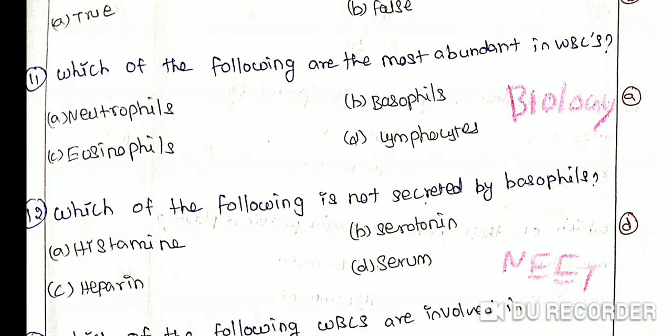Which of the following is the most abundant among WBCs? Option A neutrophils, option B basophils, option C eosinophils, option D lymphocytes. The correct answer is option A neutrophils. Neutrophils are the most abundant cells, constituting about 60 to 65% of the total WBCs. Basophils are the least abundant, constituting only 0.1 to 1% of the total WBCs.